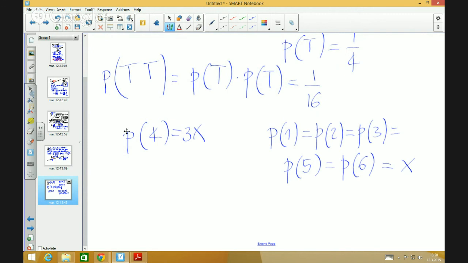Now, the sum of all of these probabilities must be 1. Okay, so what is it that we have? Here we have 5 times x plus 3x. So 8x should be equal to 1. So x is 1/8. Which means that the probability of 4 is going to be 3/8. And the probability of getting any other number is 1/8. Exactly as your colleague computed at lightning speed.